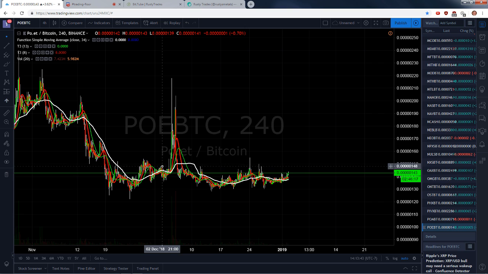POE. Watch for a break into previous lows, right at range. Could be a nice little move. It's got higher lows into resistance. So watch for a breakout.